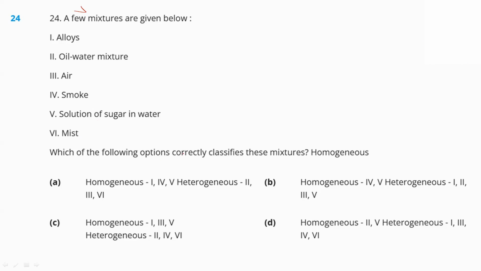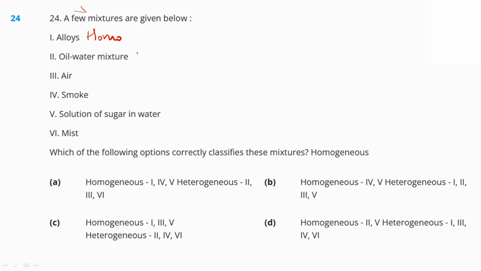and mist. Which of the following options correctly classifies these mixtures? So homogeneous mixtures are what? Homogeneous mixtures are those which will mix evenly with each other, and we cannot distinguish between them. And heterogeneous are those which will not mix evenly with each other and we can easily distinguish between them, right? So this is homogeneous.